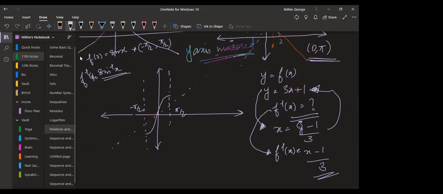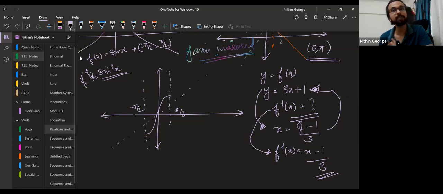Now, what I'm asking you is to find the inverse of this. When we take the inverse, we take only within the principal domain. Here all values are covered from minus 1 to 1. So this is a good principal domain. To find the inverse, what we do is we make y equal to x the mirror. You following? Y equal to x is the mirror.